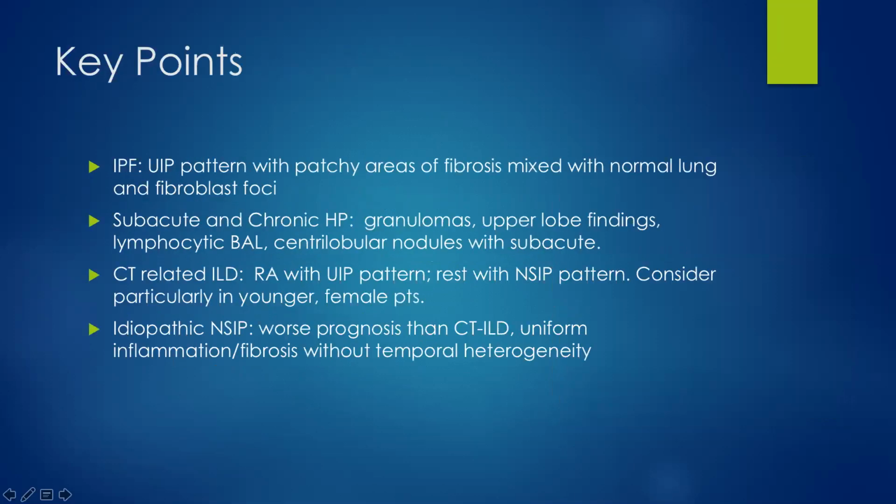So I'm going to put him on one of these two drugs and refer him to a transplant center. The main things to remember: IPF, you see a UIP pattern with fibrosis. Subacute and chronic HP is more inflammatory. With connective tissue related ILD, if it's a UIP pattern, you think rheumatoid; everything else is more likely to be inflammatory and NSIP looking.